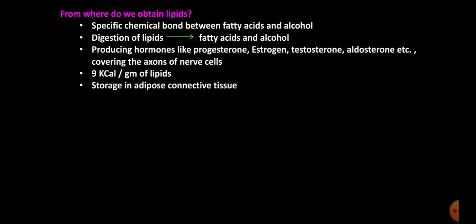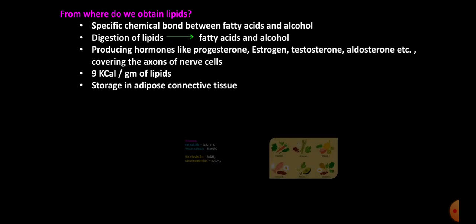And how much energy do we get from 1 gram of lipids? From 1 gram of lipid, we get 9 kilocalories of energy. And like carbohydrates, which in excess are stored in the liver and muscles, similarly, the excess amount of lipids is stored in the adipose connective tissue.